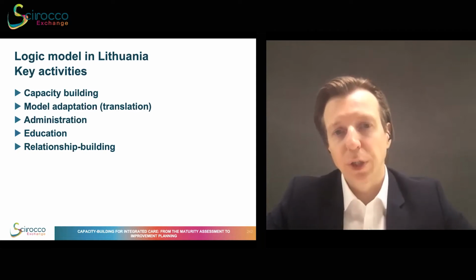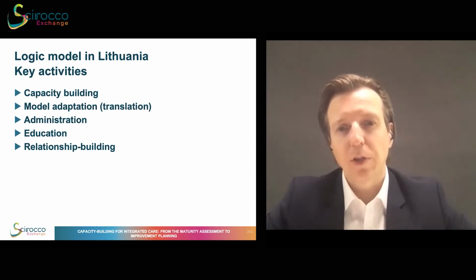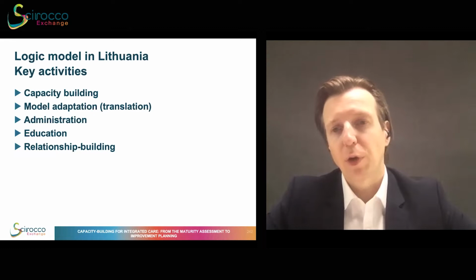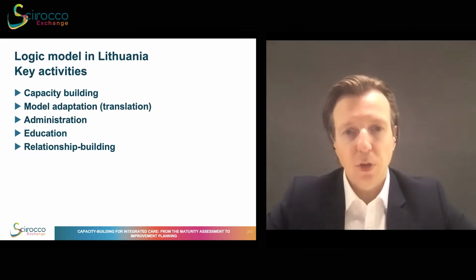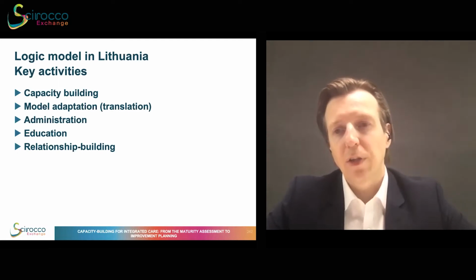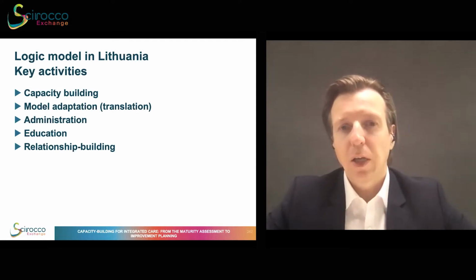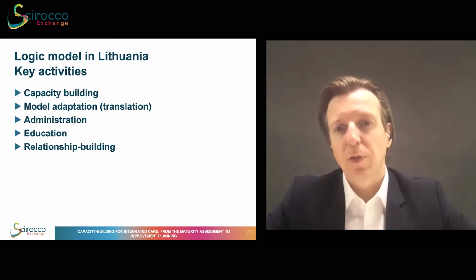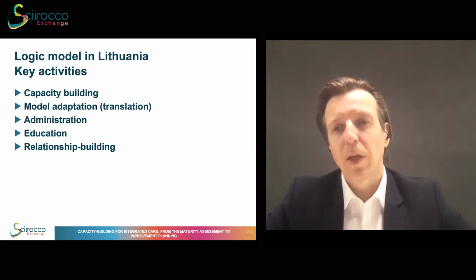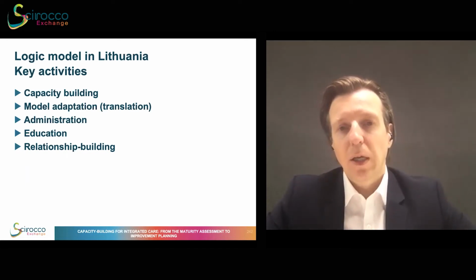Patient education included training of patients on self-management, as well as collecting patient self-management resources. And the last, the relationship building, included intersectoral collaboration between providers and health bureaus, as well as voluntary stakeholder meetings for dissemination of initiative. Next slide, please.